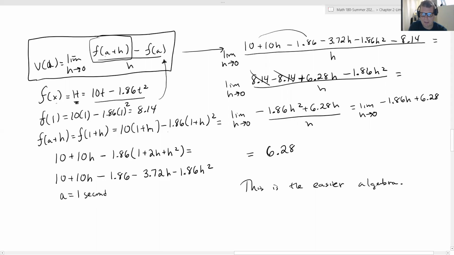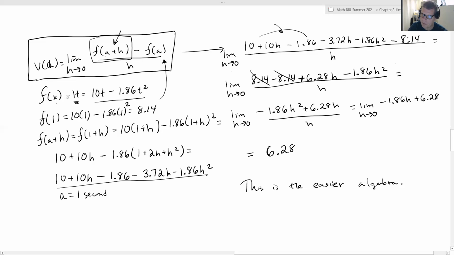Then I found f of a plus h, which is just a little bit of algebra. In fact, maybe it's a lot of algebra. But when I simplified it, it gave me this equation right here, and we could have simplified it even more if we wanted to. So I took that equation and put it in for f of a plus h, so it goes right here, subtracted from f of a, and divided by h, and we take that limit as h approaches 0.